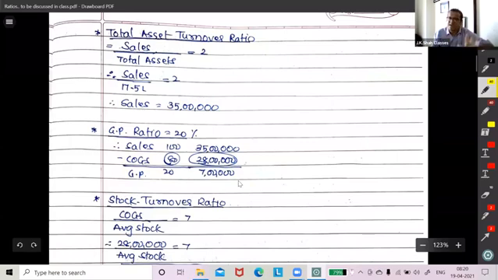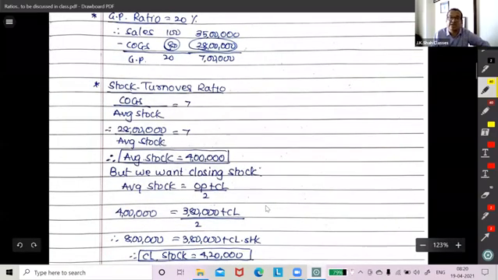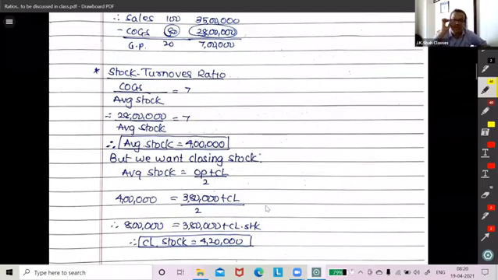Okay. Next, see, calculate everything possible. Next is stock turnover ratio. Okay, fine. How we calculate stock turnover ratio? See, stock turnover ratio is COGS upon average stock. This time we are not going to substitute average stock by closing stock. Why, sir? Because question gives us opening stock separately. So because of this substitution, we get average stock as 4 lakh.